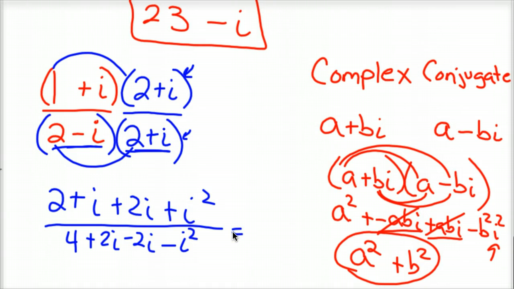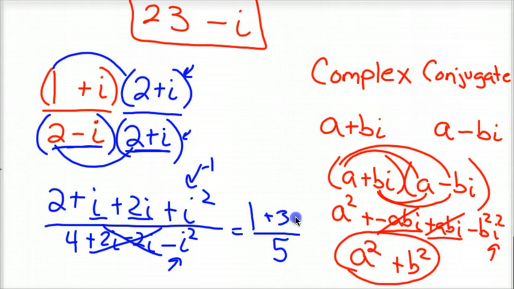And you simplify that bottom, these cross out. Negative i squared is positive 1, and so you have 5 on the bottom. On the top, this is negative 1 again, i squared. 2 minus 1 is 1, and i plus 2i is 3i. And so now you've got 1/5 plus 3i over 5. And we've used the conjugate.